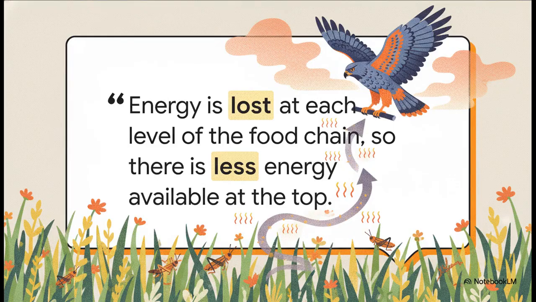Okay, this brings us to a really, really important rule about how this all works. With every single step up that food chain, a huge chunk of energy, we're talking about 90%, is lost, mostly as heat. So that means there's way less energy available the higher you go. It's why there are millions and millions of grasshoppers, but far, far fewer hawks that can eat them. There just isn't enough energy to support them.